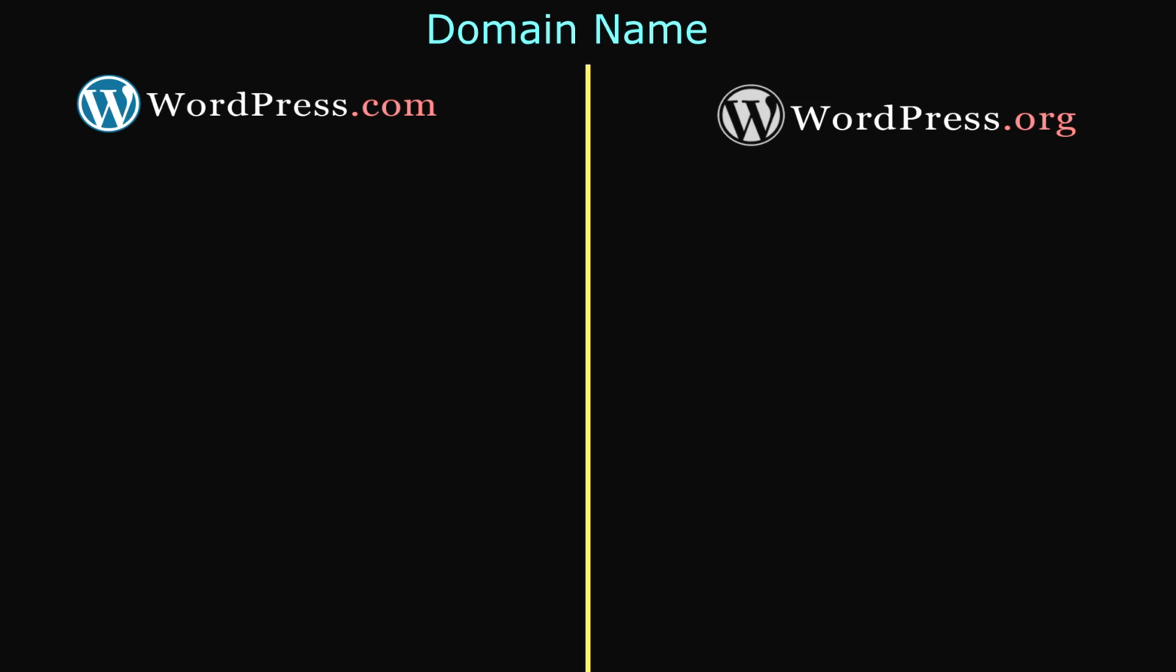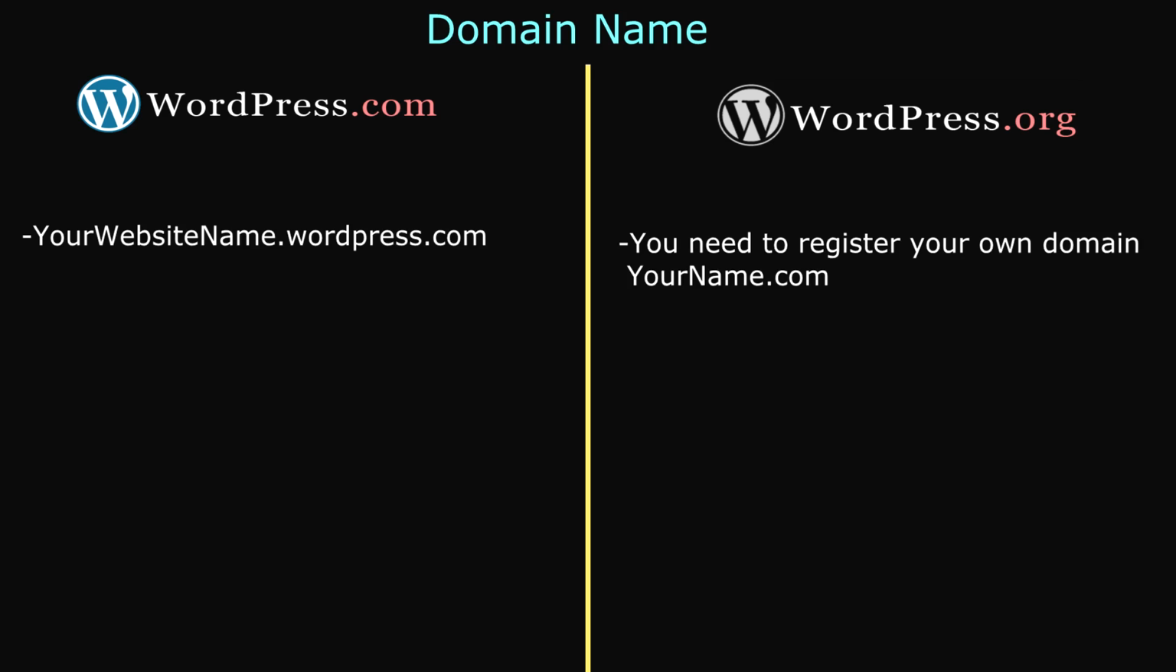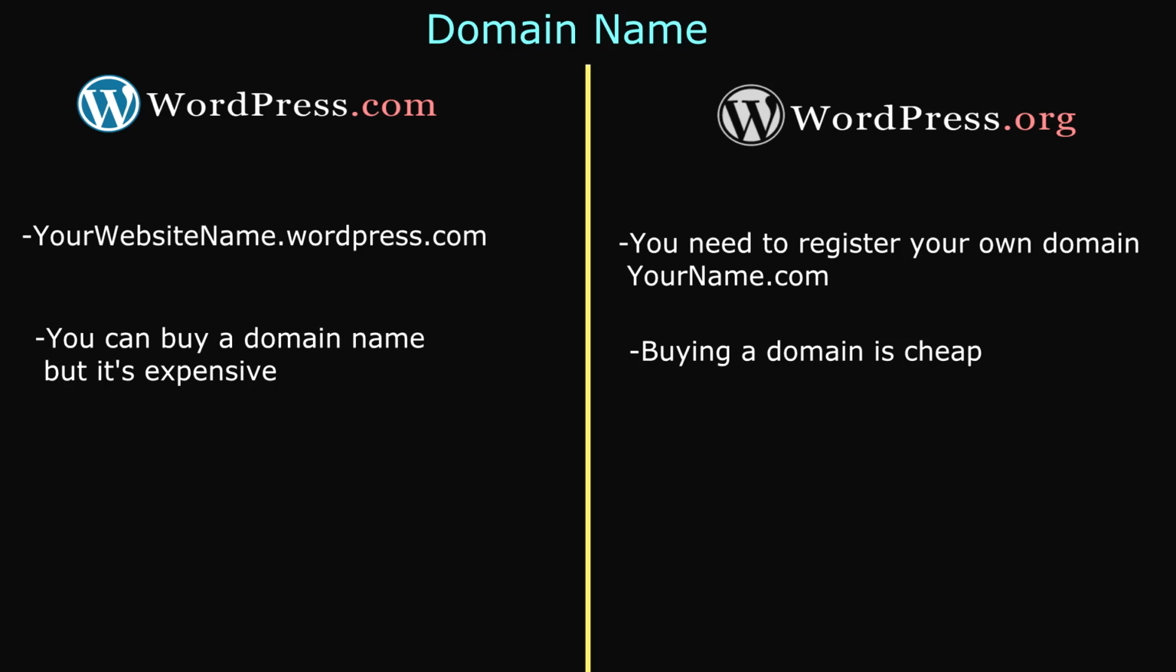Let's take a look at the domain name differences for the two types of WordPress. Just so you know, a domain name is the address name of your website. So for example, my domain name is www.peterstavro.com. Now, if you decide to go with WordPress.com, your domain name by default will look like this. But with WordPress.org, you need to register your own domain name. Now the main difference between the two is that with WordPress.com, it is very expensive to buy a domain name. But with WordPress.org, buying a domain name is very cheap. You can usually get one for around $13.